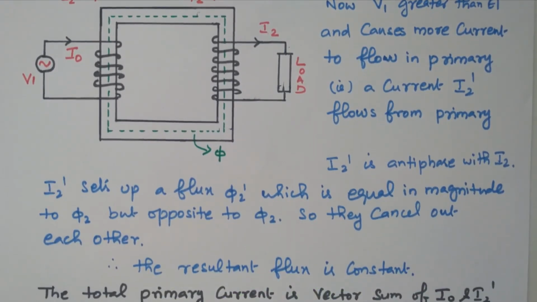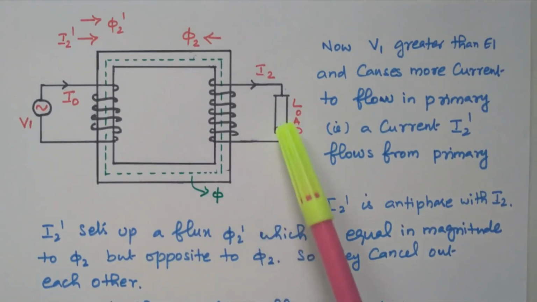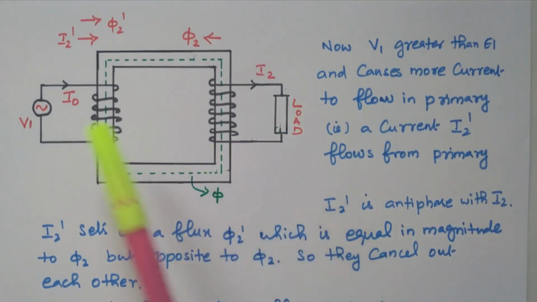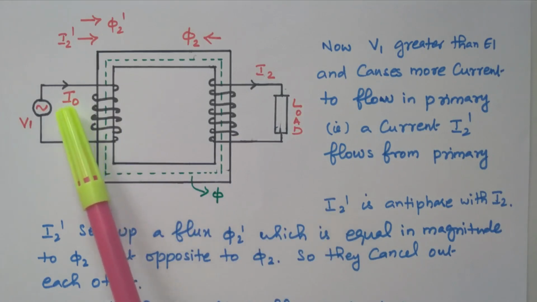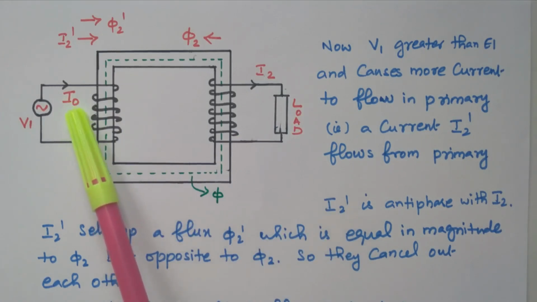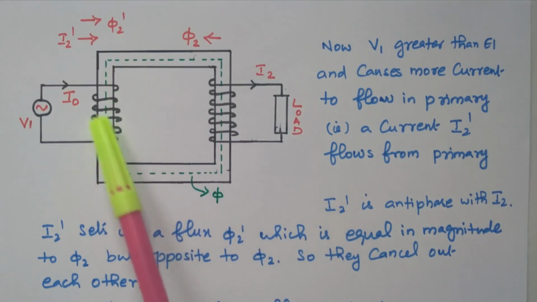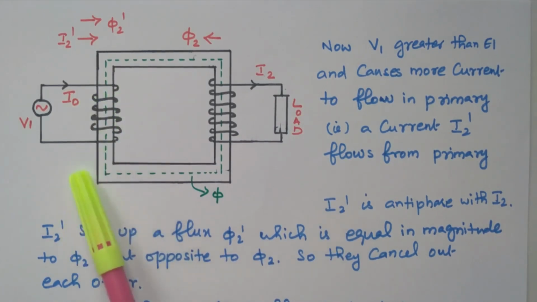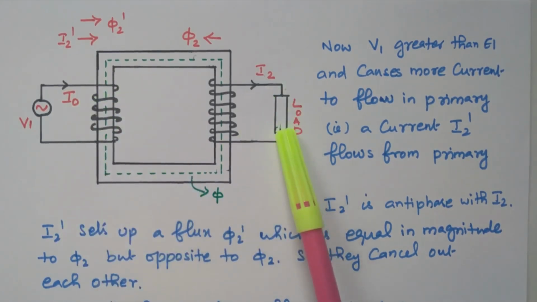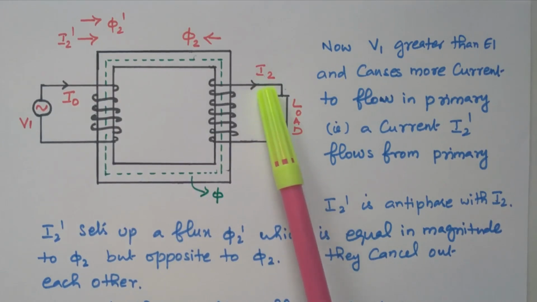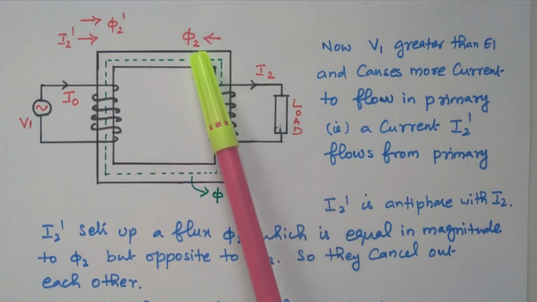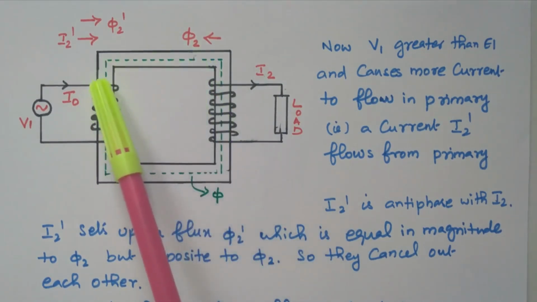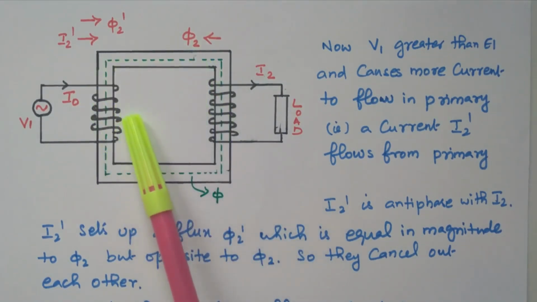I will explain again. Initially the secondary is not loaded. Only a small amount of current, I naught, is flowing. That is used to produce the flux, to magnetize the primary circuit. When the secondary is loaded, I2 is flowing through the secondary. This I2 will produce phi 2. That phi 2 will oppose the main flux. So due to that, the induced EMF reduces.